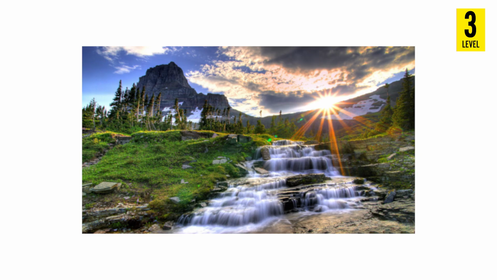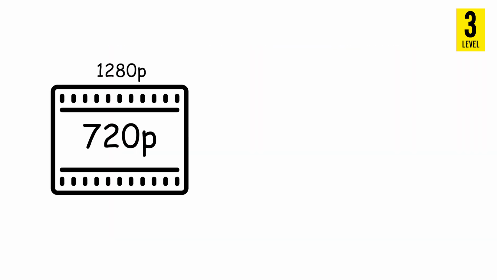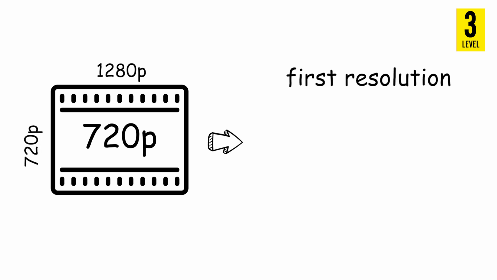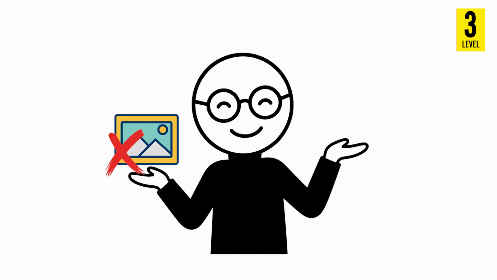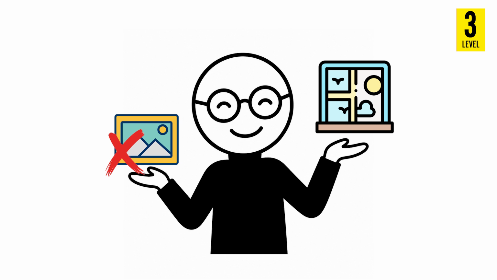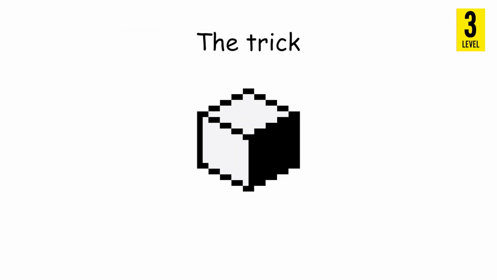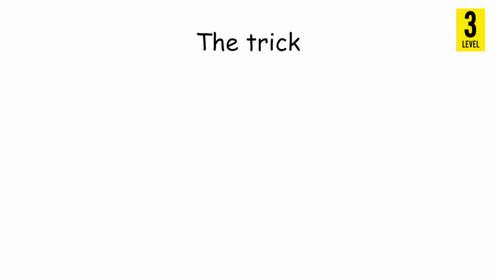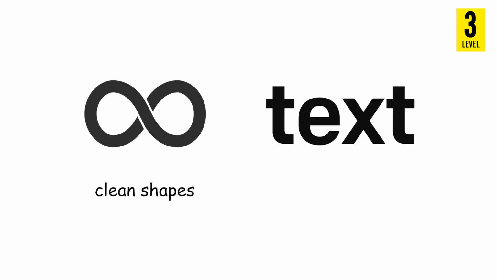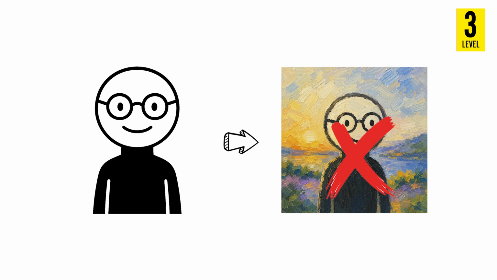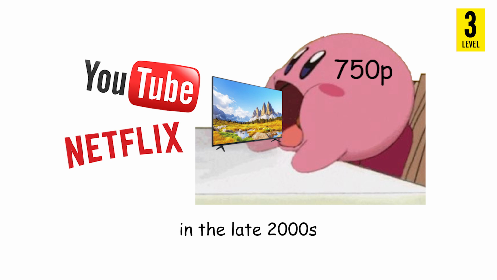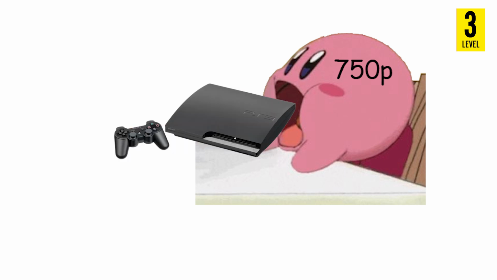720p. Then the world got sharp. 1280 by 720 was the first resolution people genuinely called HD, and the first one where the picture stopped looking like a picture and started looking like a window. The trick is that the pixels finally shrank small enough to vanish. Logos hold clean shapes, text gets crisp edges, and faces stop looking like impressionist paintings. That's why it swallowed up HD TVs, early YouTube and Netflix in the late 2000s, and the entire PlayStation 3.